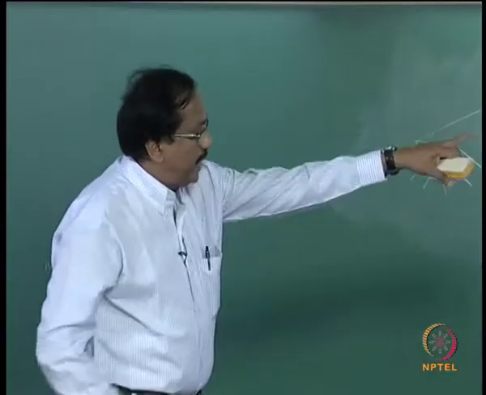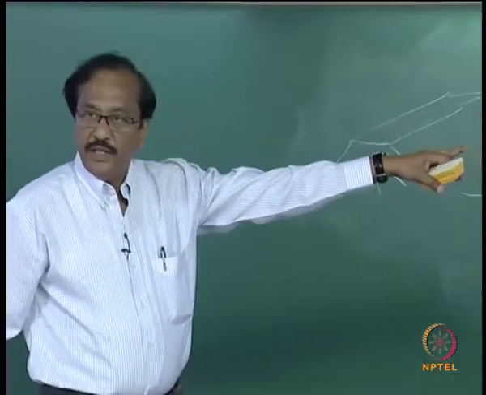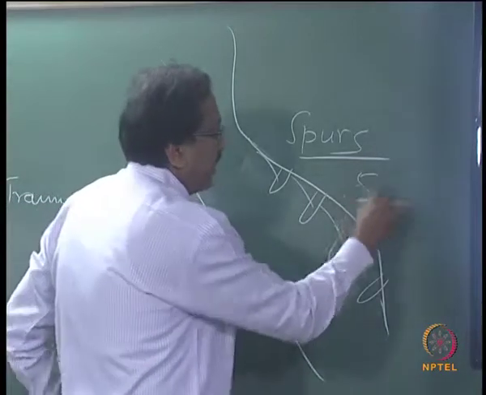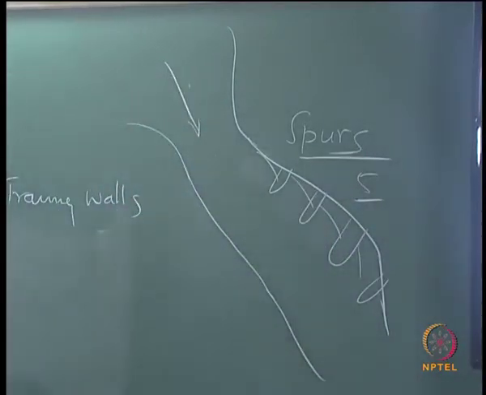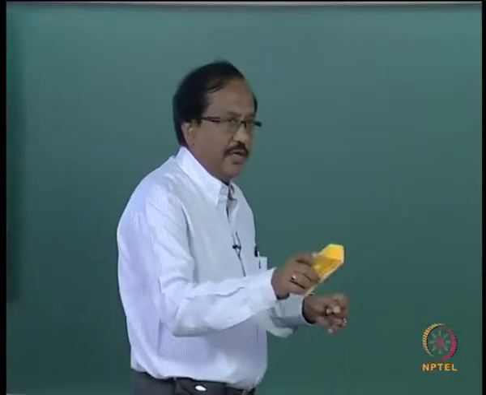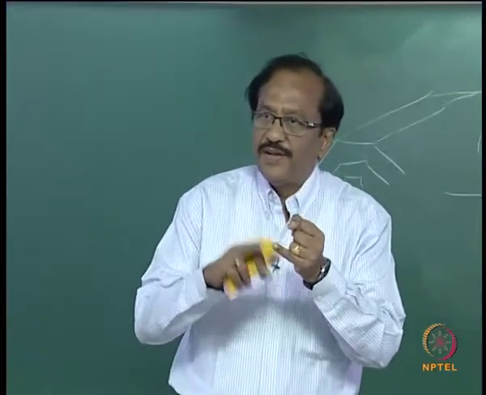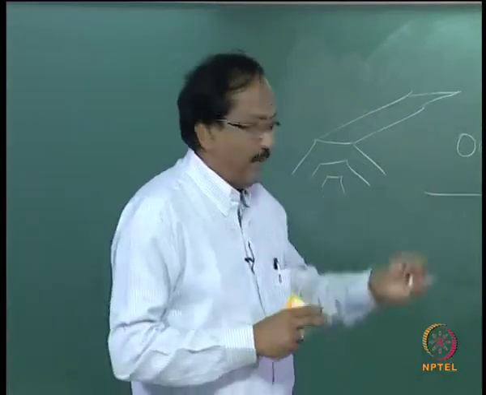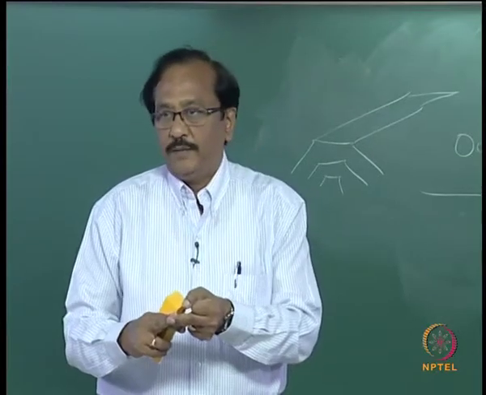Here we see it is 1.5 to 3 times the groin length, whereas in the case of a spur it can be even up to 5 times the spur length. For a groin, if the spacing is more than 3 times, then it is not going to be effective at all. So now you have been introduced to the terminologies of what is meant by a groin, what is meant by a training wall, what is meant by a spur.